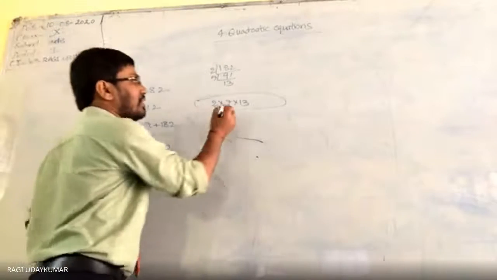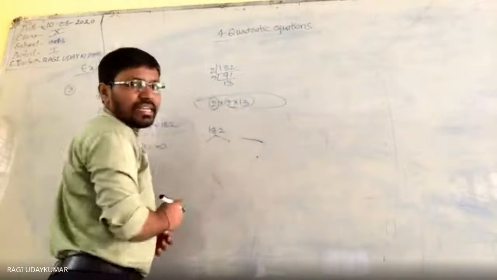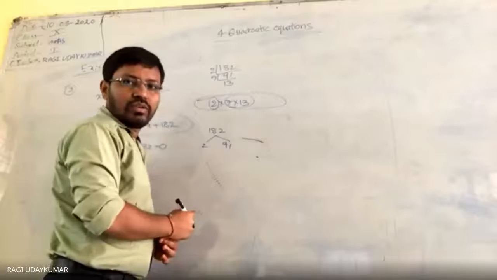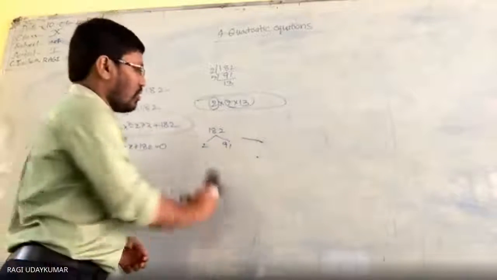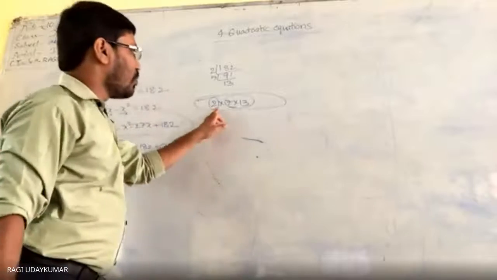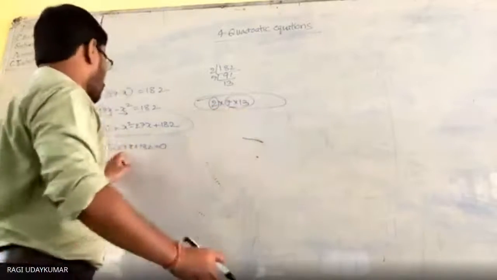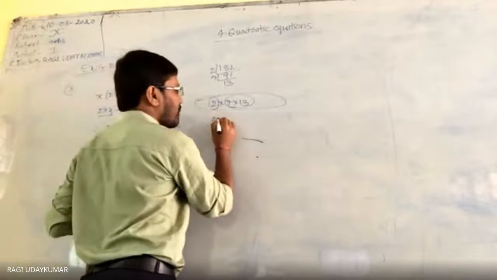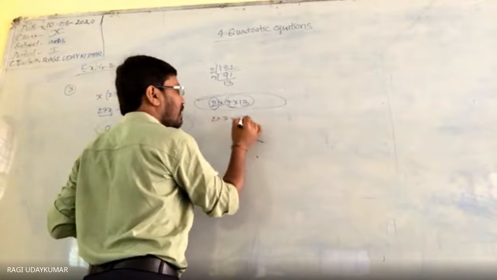Suppose you take this as one number and this as another number: 13 into 7 is 91, and 2 into 91 is also 182. So one is 2, another one is 91. What is the sum of both? Will this give 27? No, it will not, so this should not be taken. Now take 2 into 7 into 13, and you take the product of this and this.